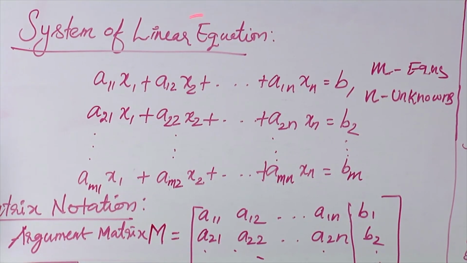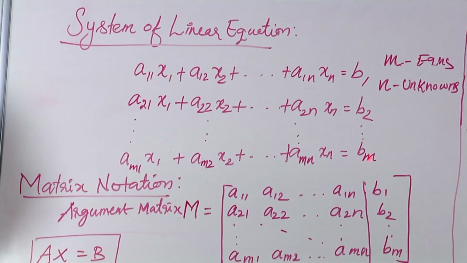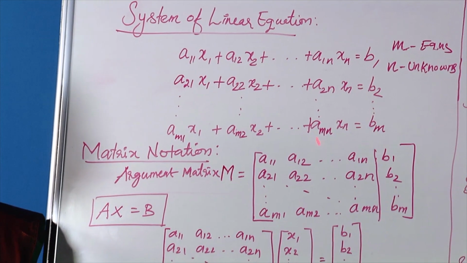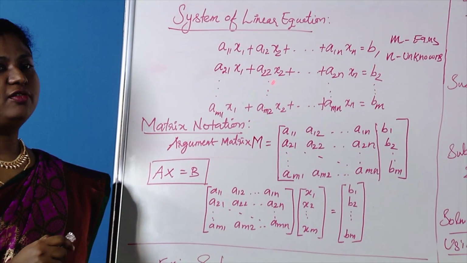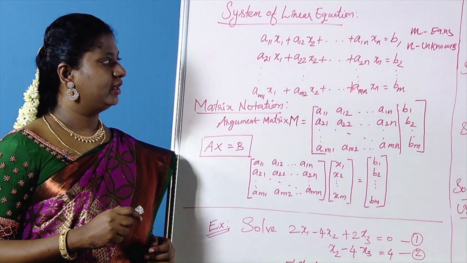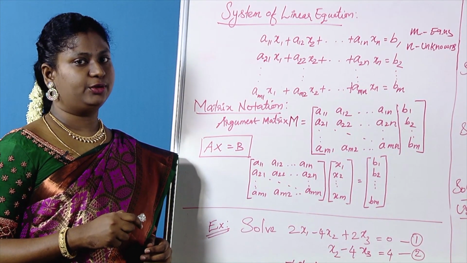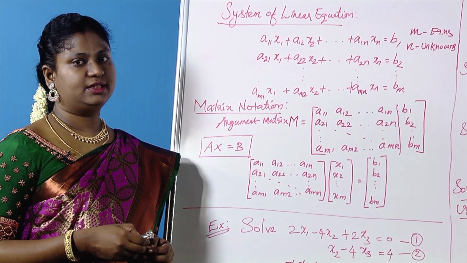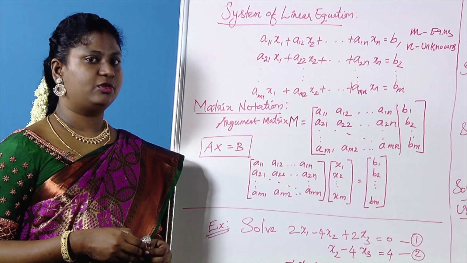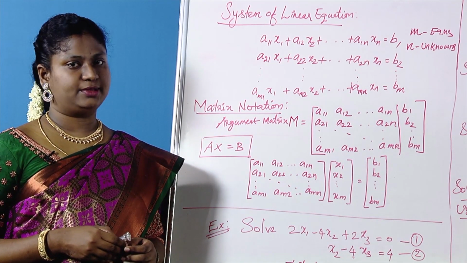Now note that if all of the bi's, that is the constants, are equal to 0, then we call the system of linear equations a homogeneous linear system. If at least one bi is not equal to 0, then we have a non-homogeneous system of linear equations. Both homogeneous and non-homogeneous systems can be solved.